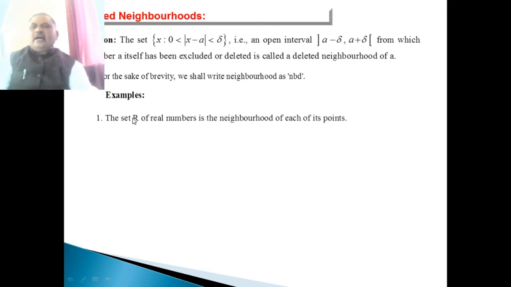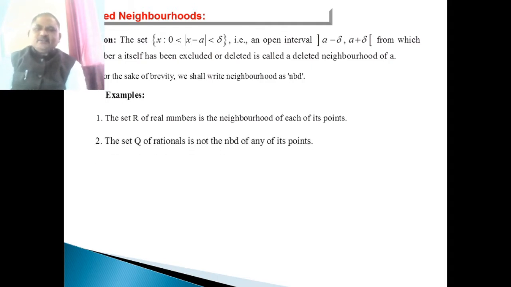the set R of real numbers is the neighborhood of each of its points. By the definition, for every point of the real number set, there exists an open interval which contains this point and is contained in R. Therefore, this set R is the neighborhood of each of its points.